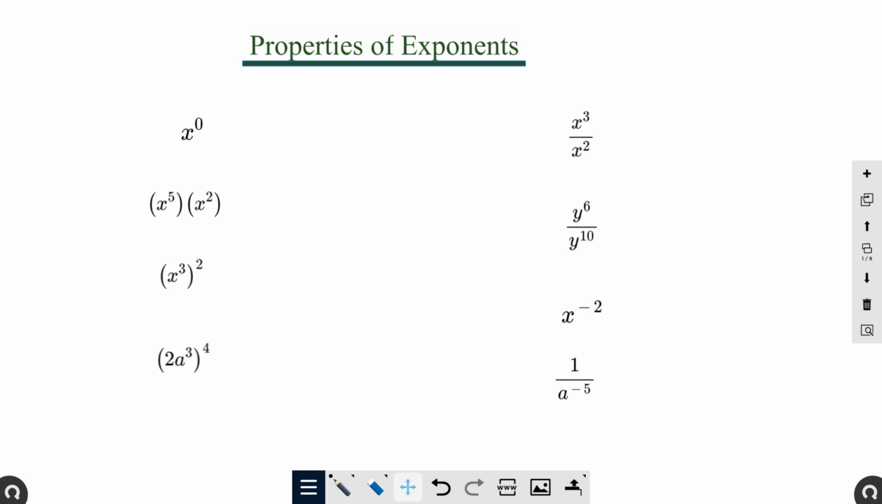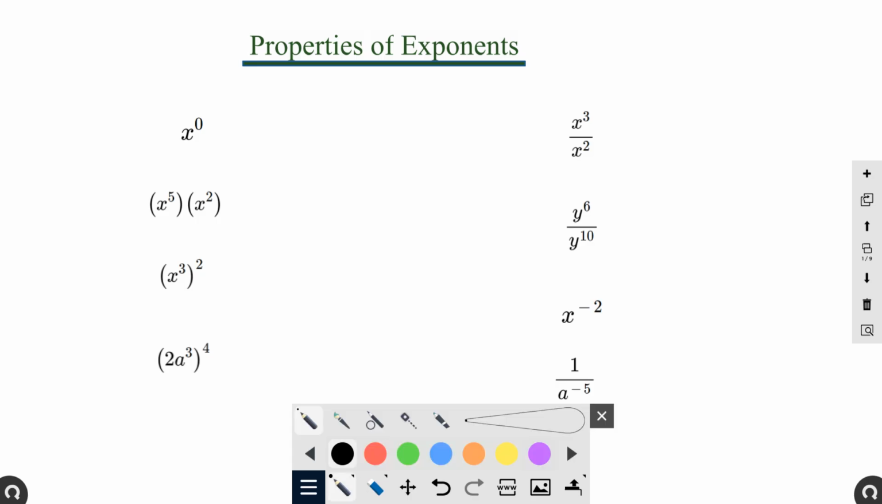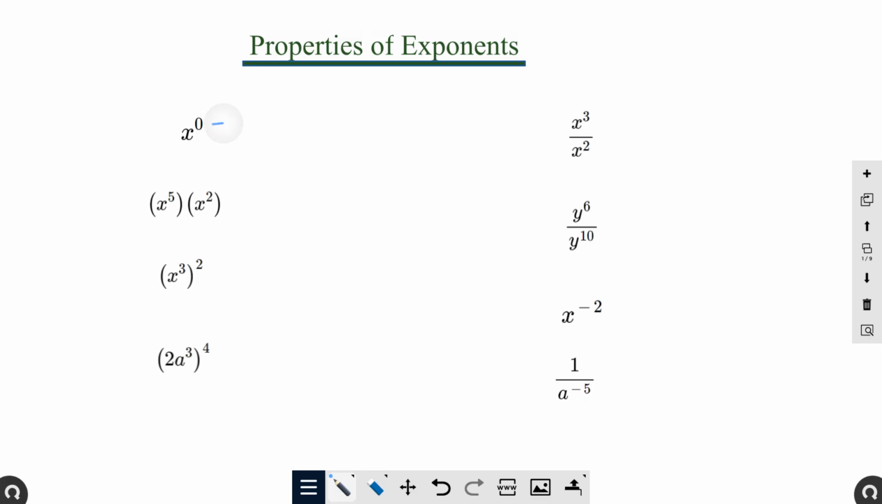Okay, so we're going to review our properties of exponents. This will be really important for this unit and the next unit that we do. Hopefully you remember several of these from Math 1 and Math 2. But does anybody know what anything to the 0 power is? It is 1. That's it. Anything to the 0 power is 1.